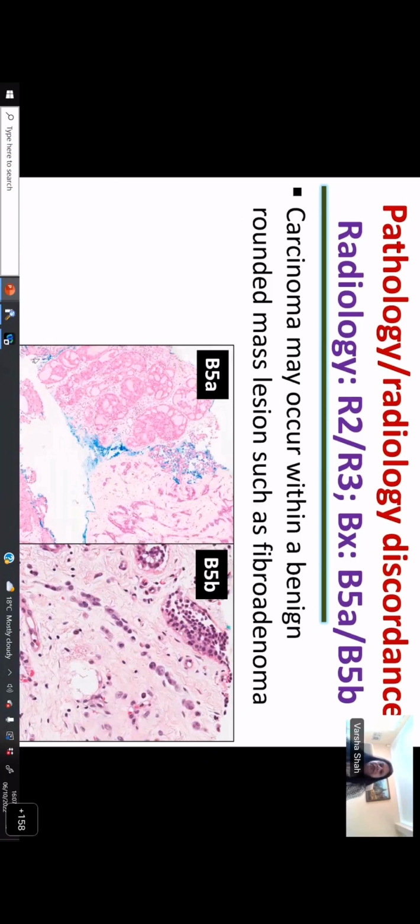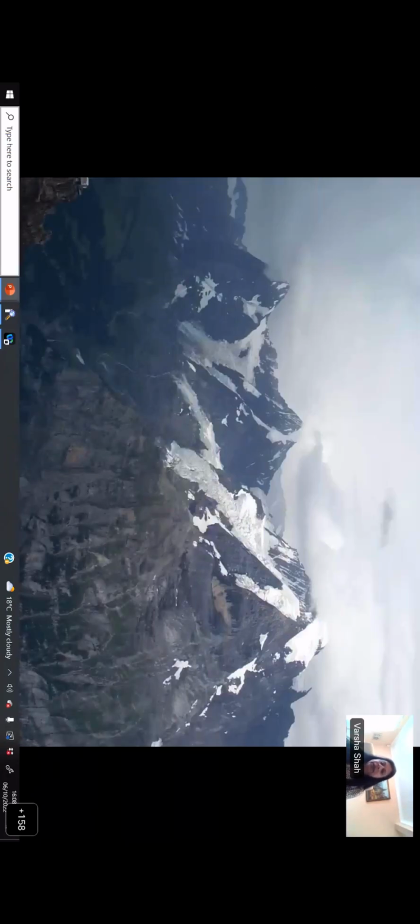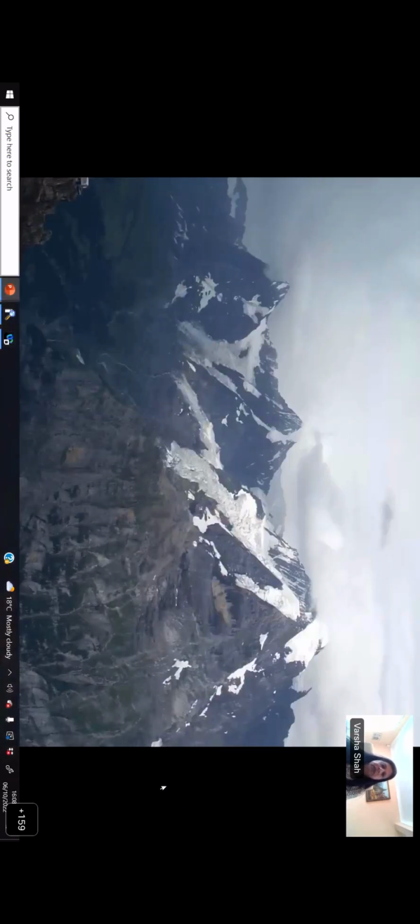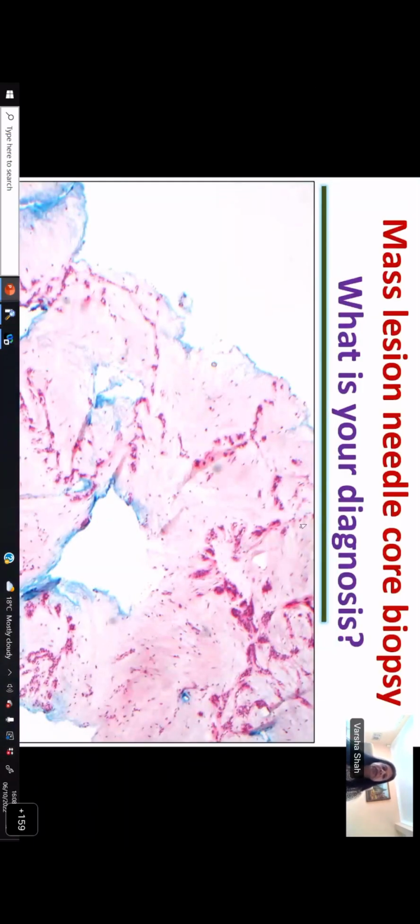And these were our two cases where it was a discordant diagnosis, right? Because we call this B5A and we call this B5B. But we can explain this diagnosis, right? Yes, the mass lesion which they biopsied is a fibroadenoma, but within the fibroadenoma, we have found DCIS and invasive lobular carcinoma. So in a way, it is discordant, but we can explain the findings. So we can accept this as the diagnosis, right? So I think, okay, two more maybe interactive cases.